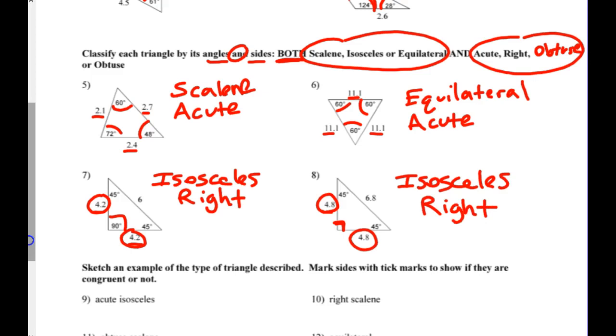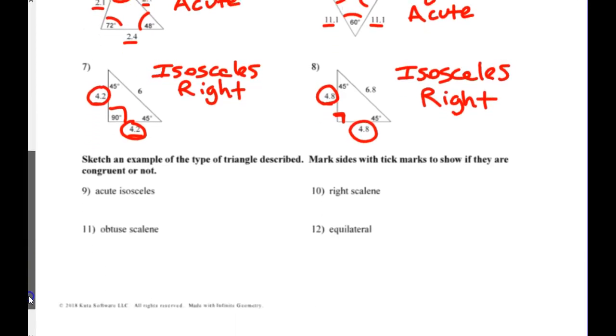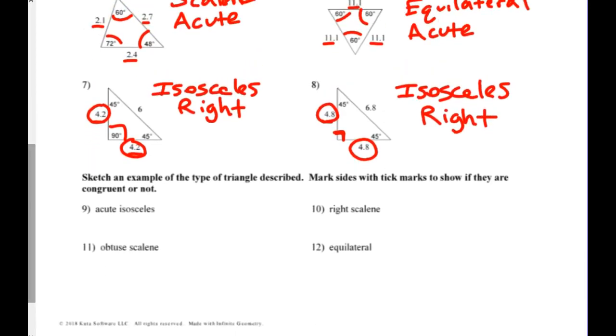7 and 8. Down here, this is like what we just did on the prior page. We're going to draw a picture of it. Acute isosceles. Okay. So, something like that. All the angles are less than 90. I got 2 congruent sides. Make sure you label with the tick marks.